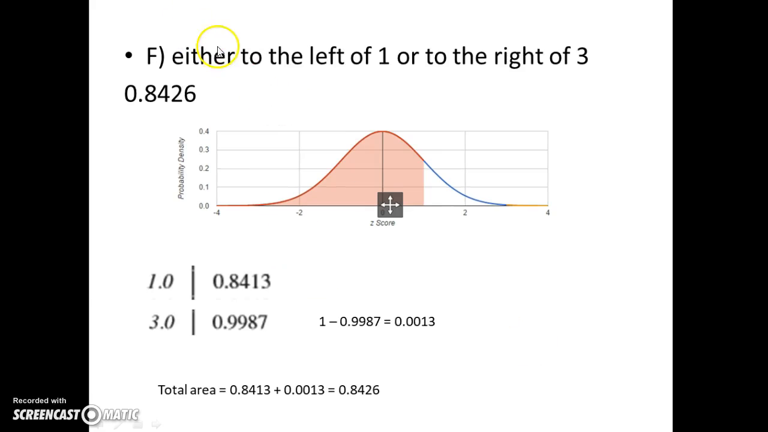Either to the left of 1 or to the right of 3. To the left of 1 is this. When you go to the table, you find this area for the left part of 1, and for the right of 3, this is the area to the left of 3, this part, and when you subtract this from 1, you get this number. So because it says or, you basically add these two areas and you find the answer.